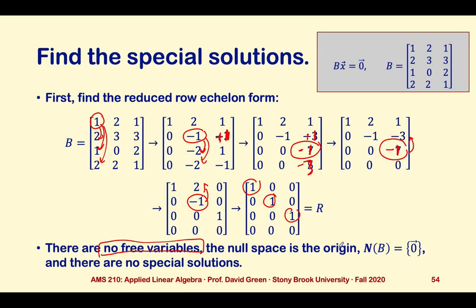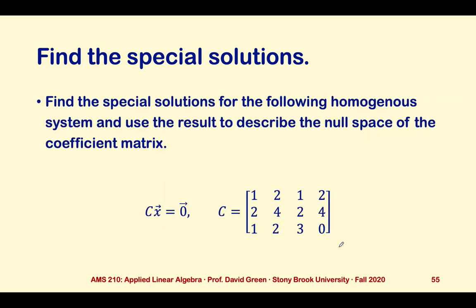Okay, let's consider one more example. Find the special solutions to this homogeneous system, in this case a 3 by 4 matrix. If you haven't done so yet, I recommend you pause your video, solve this system, and then resume.